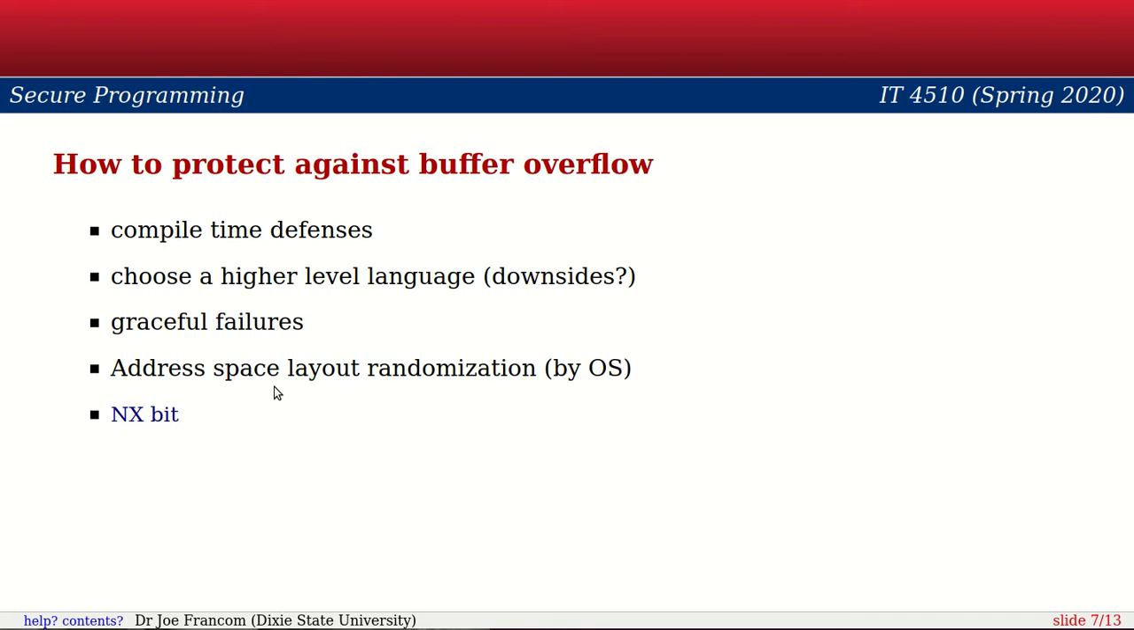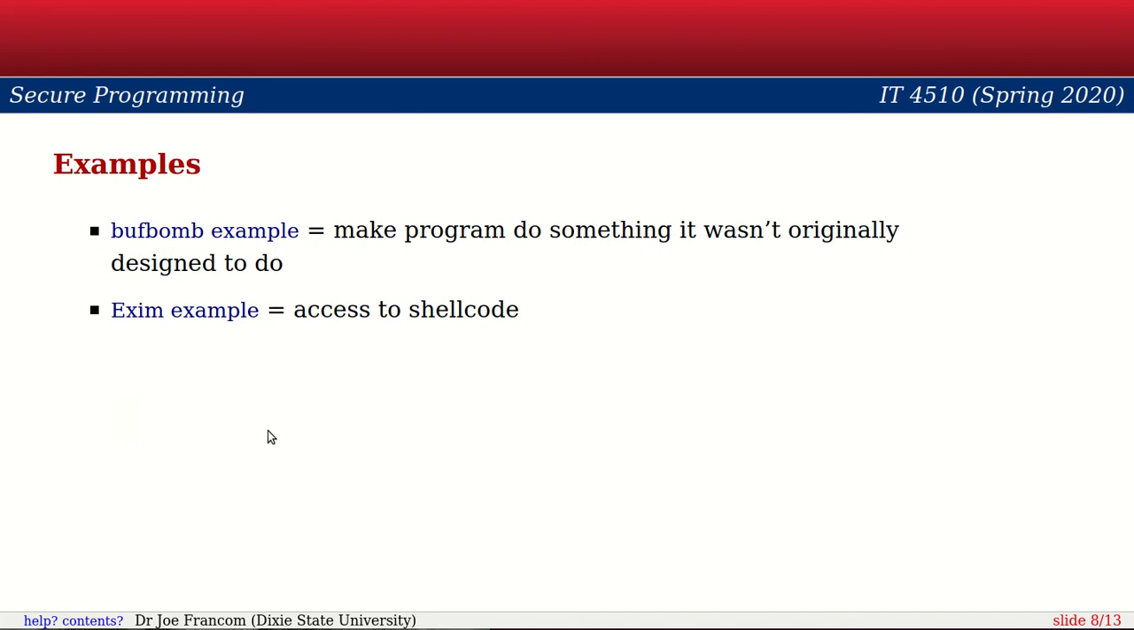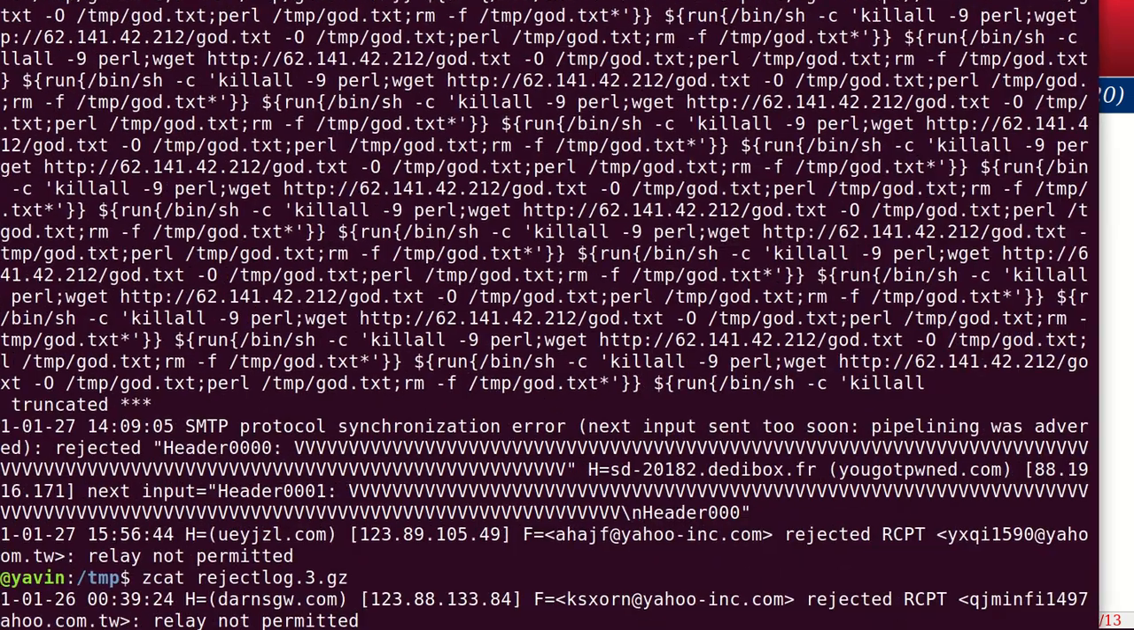Now, right now, most versions of Linux that I'm aware of come with address space layout randomization turned on by default, but that wasn't always the case. And you can read about the NX bit. One example I wanted to show you was this.